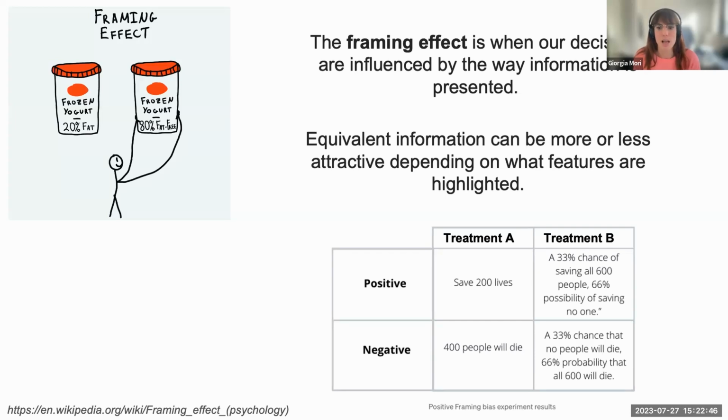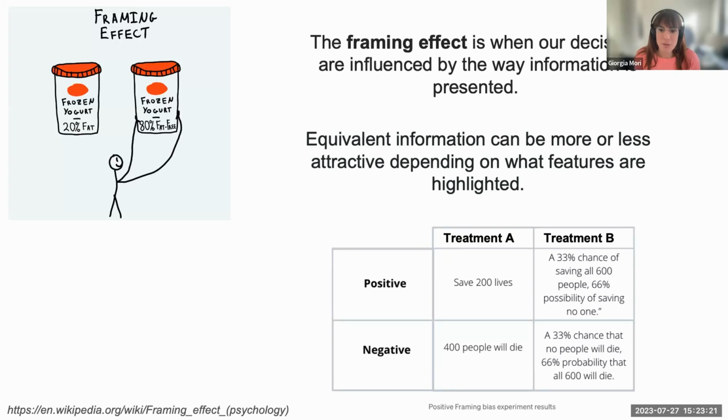So here in this table is an example on how different phrasing affected participants' responses to a choice in a hypothetical life and death situation. So there were participants that were asked to choose between two treatments, treatment A and treatment B, for 600 people affected by a deadly disease. Treatment A was predicted to result in 400 deaths, whereas treatment B had a 33% chance that no one would die, but a 66% chance that everyone would die.